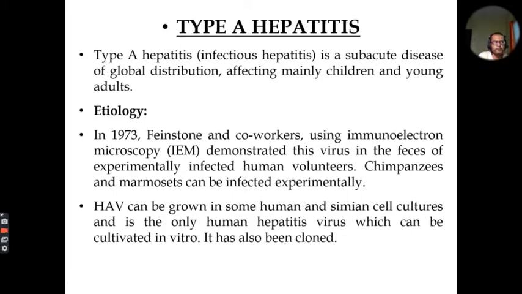Firstly we see the etiology of this hepatitis A virus. In 1973, the scientist Feinstone and co-workers used a technique known as immunoelectron microscopy. By using this technique, they first demonstrated the presence of a virus in the fecal matter of experimentally infected human volunteers. These are the scientists who first demonstrated the presence of hepatitis A virus in the fecal matter of experimentally infected human volunteers.